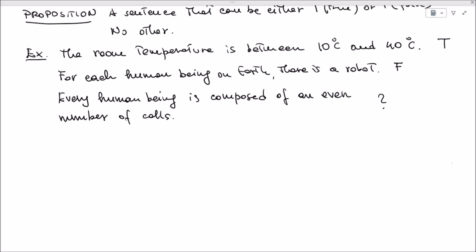Now, each proposition is, in general, indicated by using a capital letter. So we could say that this first proposition is P, this second proposition is Q, and this third proposition might be R, for example. If a proposition depends on parameters, and if its true or false value depends on these parameters, we obtain a predicate.